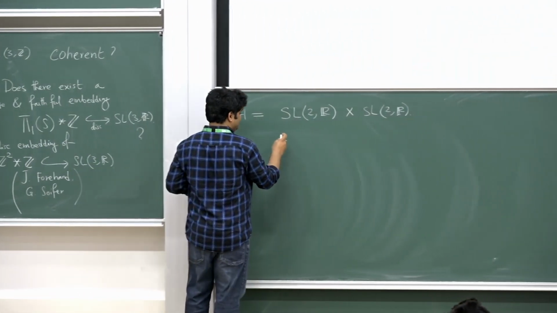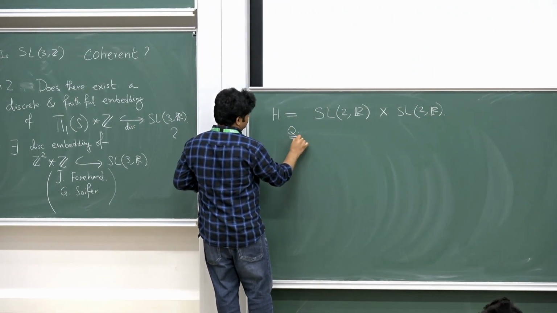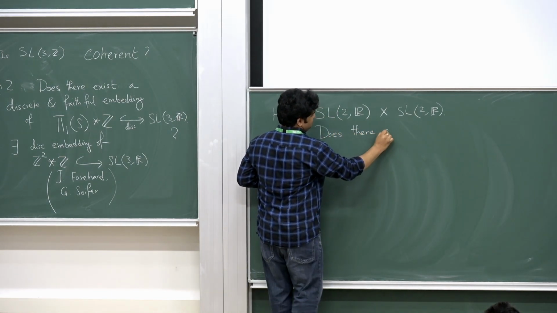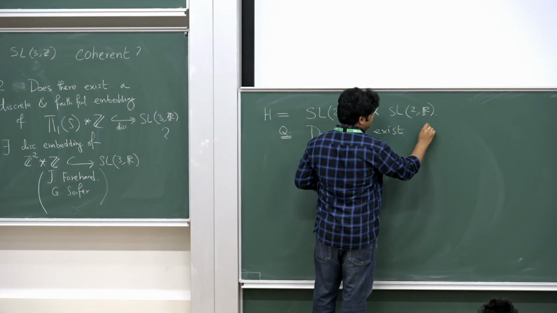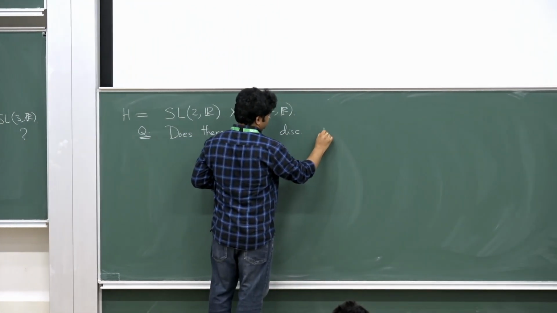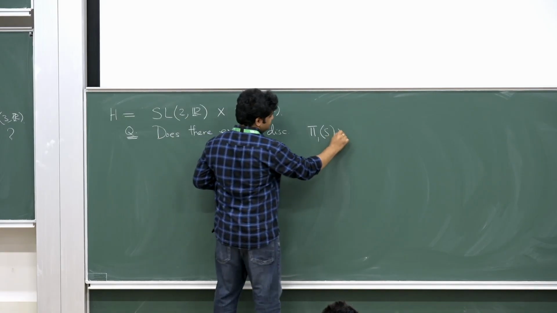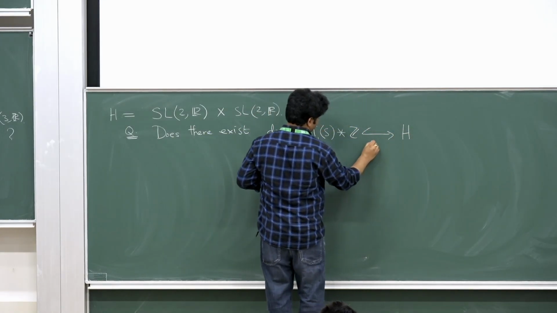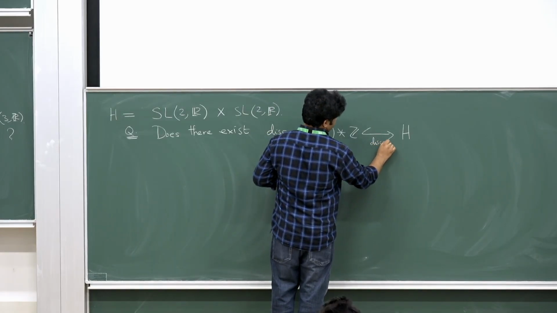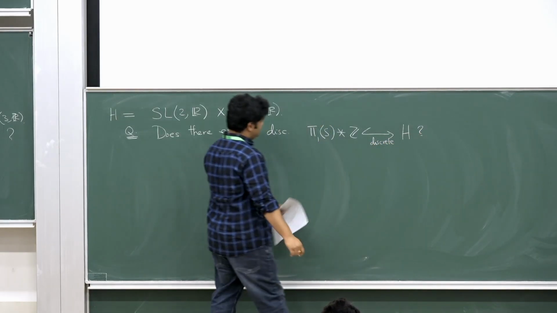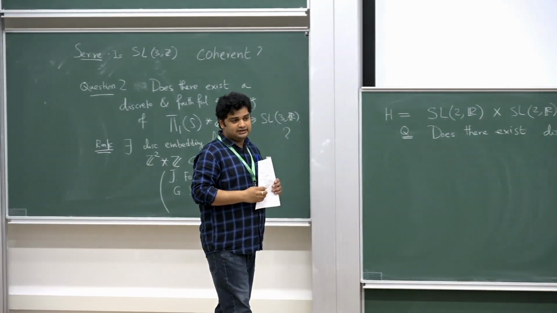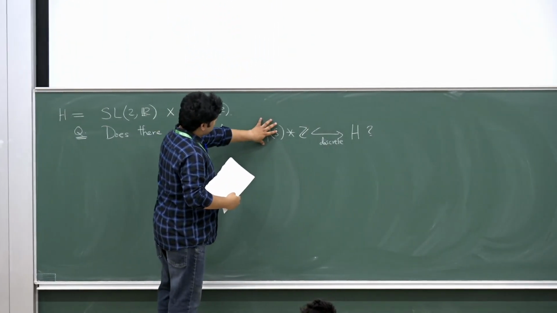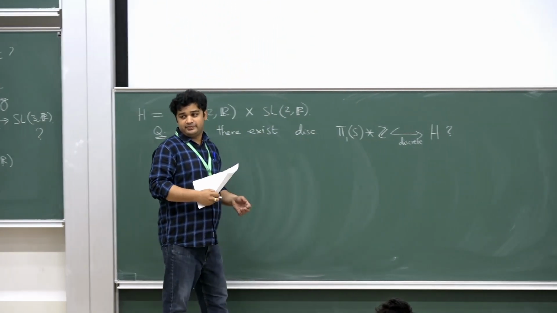Okay. So one can ask a similar question. Does there exist a discrete embedding of pi1 S, free product Z, inside this group H? There are a lot of surface groups inside SL2R times SL2R, but the question is whether one can find such a group which can be extended by taking a free factor.